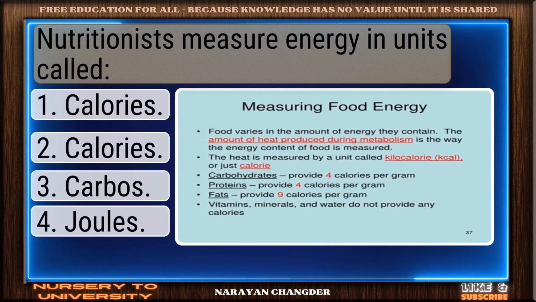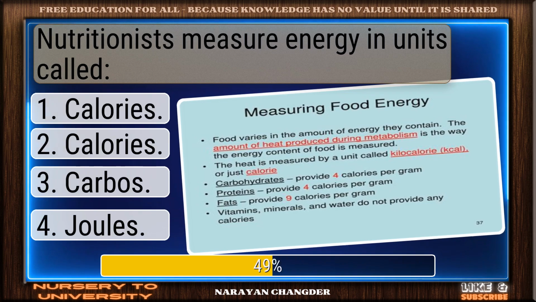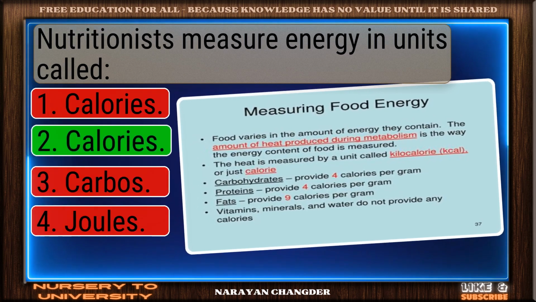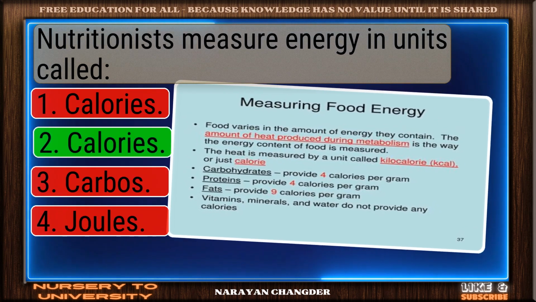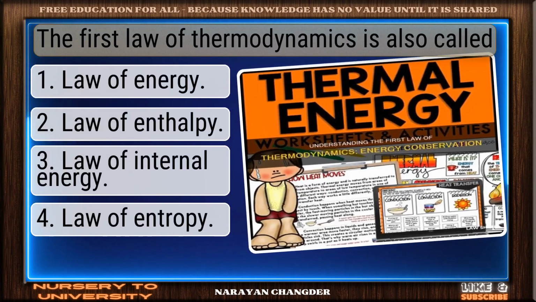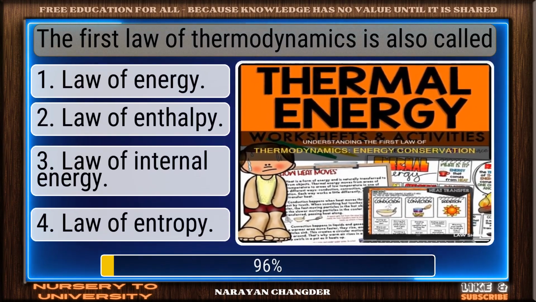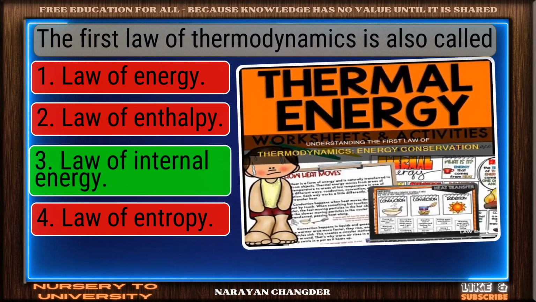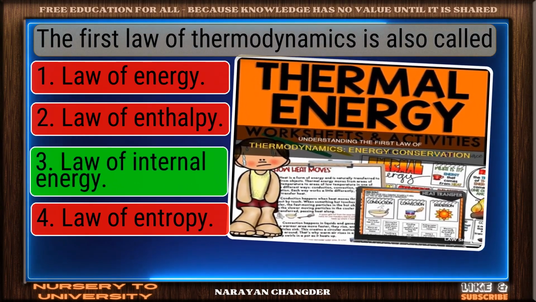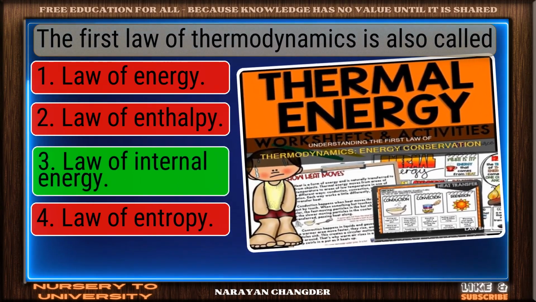Nutritionists measure energy in units called. Perfect. Calories is the correct choice. The first law of thermodynamics is also called. Clear logic. Your choice law of internal energy is sound and 100% true.